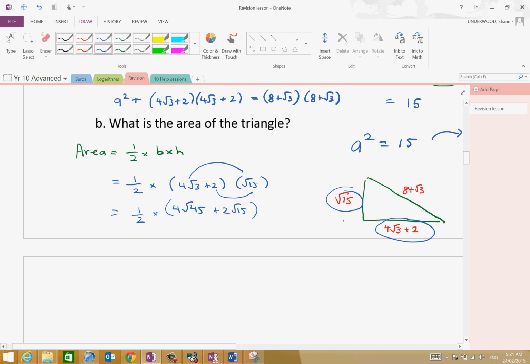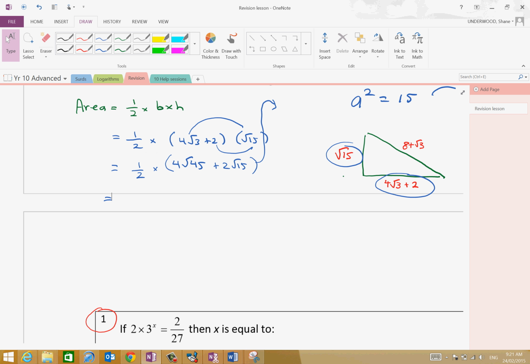Now what I need to do is go down here. So now what we need to do is simplify what's inside the brackets. 4 root 45, we're looking for a perfect square that goes into that. 9 times 5, thank you. So what we've got is 4 square root of 9 times 5 plus 2 root 15.